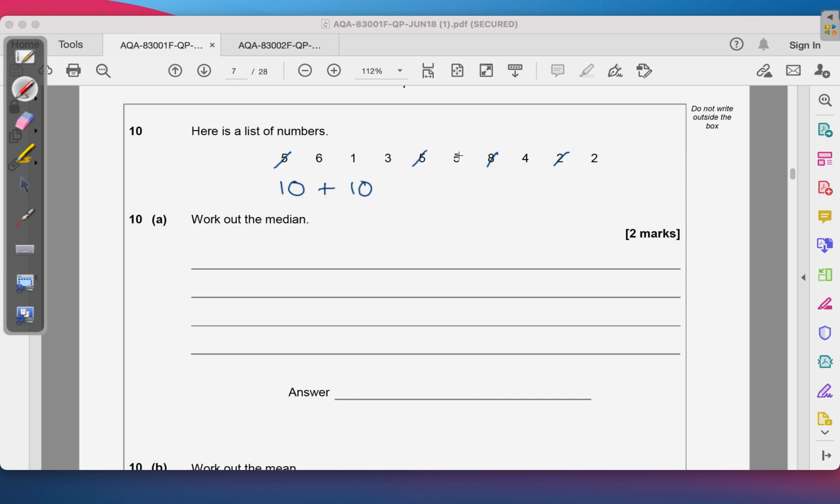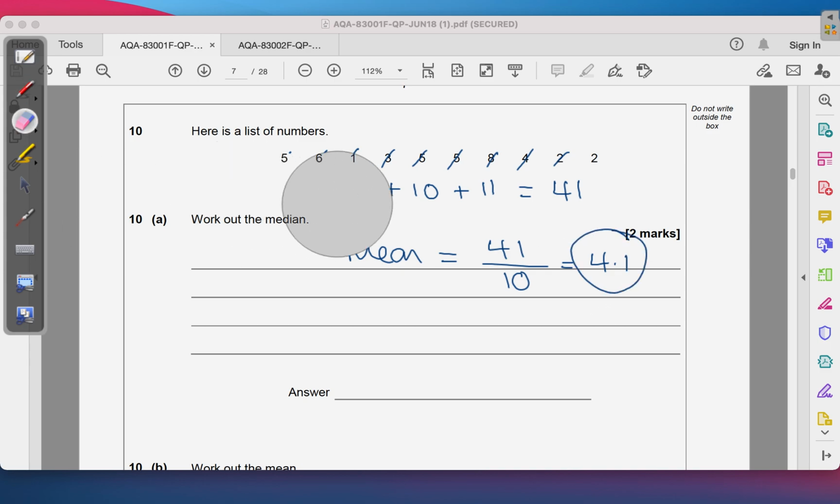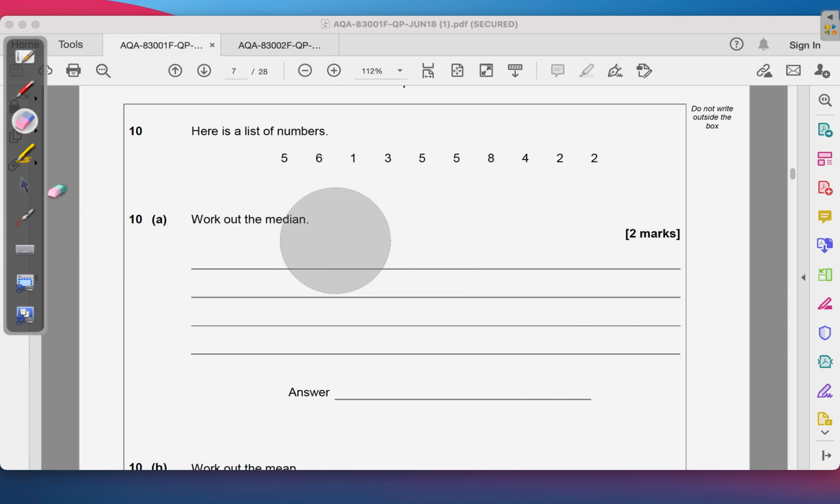Let's do a 5, a 4, and a 1. That gives us another 10. Then let's do a 6 and a 3. That gives us a 9. And then a 2 gives us an 11. Okay, so we have 1, 2, 3, 41. And then we need to divide by however many numbers there are. There's 10 numbers in total. So to get the mean, we do 41 divided by 10, which is simply 4.1. And that's the mean. There we go. So next question.